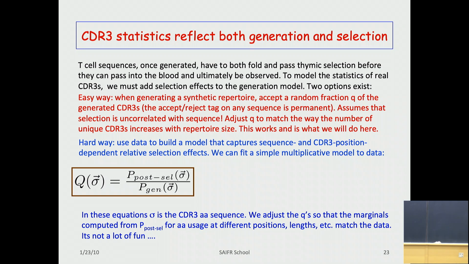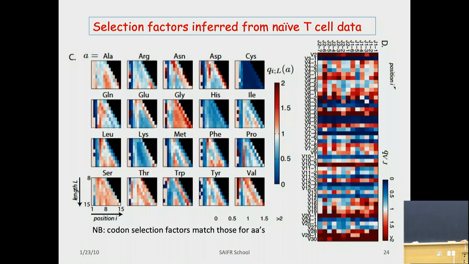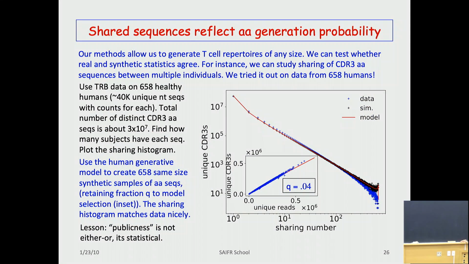All right, so what happens if I do that? If you do that, you can generate T-cell repertoires of any size. And you can test whether the real and synthetic statistics agree. For example, once again, we can come back to the issue of sharing of sequences between different individuals.